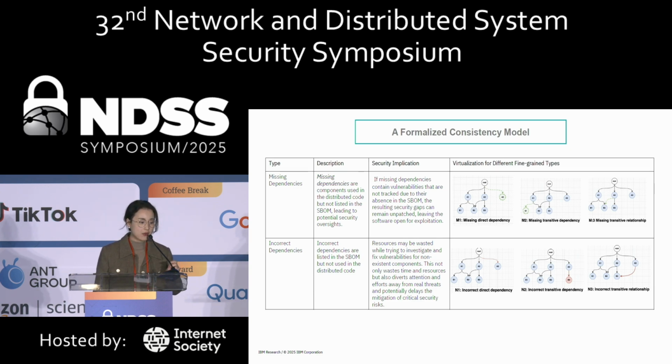And we also categorize the missing dependency into different types, like missing direct dependency, missing transitive dependency, and missing the transitive relationship. And for the incorrect dependency, the definition is that the dependency is listed in the SBOM, but it is not used in the code. So if you can imagine the SBOM lists a lot of incorrect dependencies, the security team may waste time investigating and mitigating risks that don't exist. It will distract the security analyzer from the real threats, and eventually it will delay some fixes for more critical vulnerabilities.